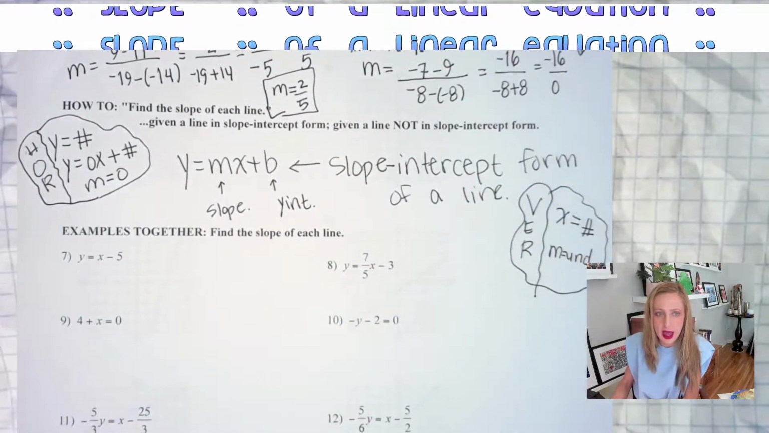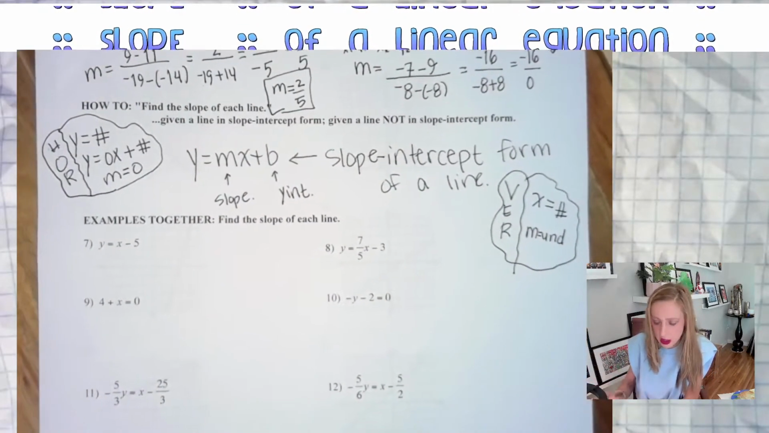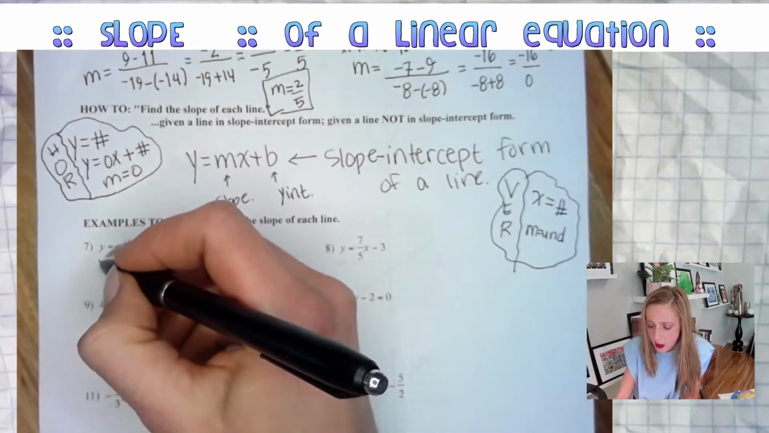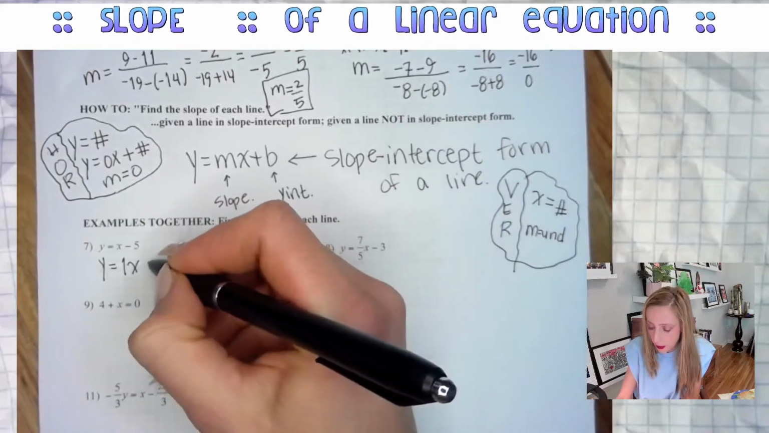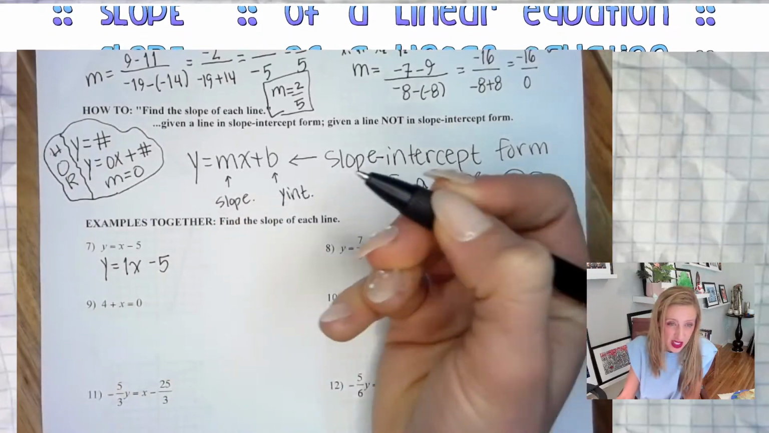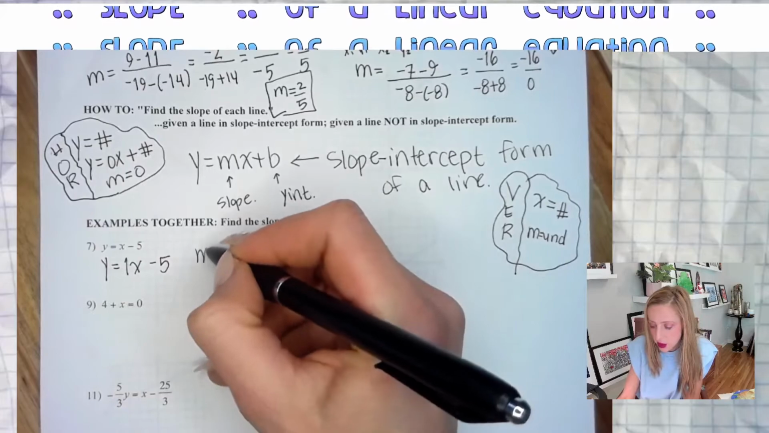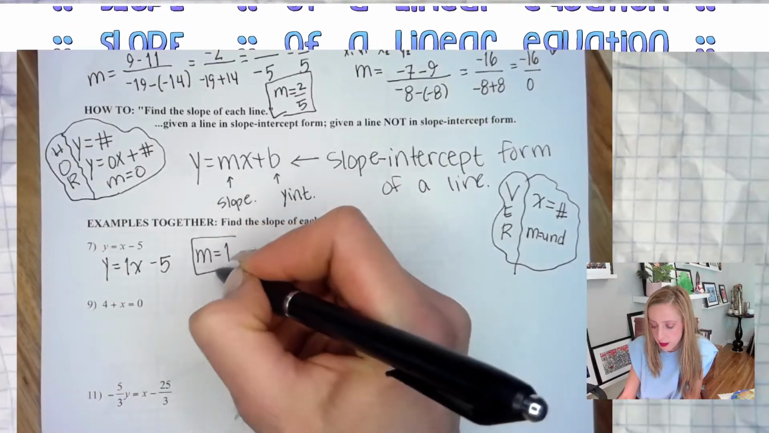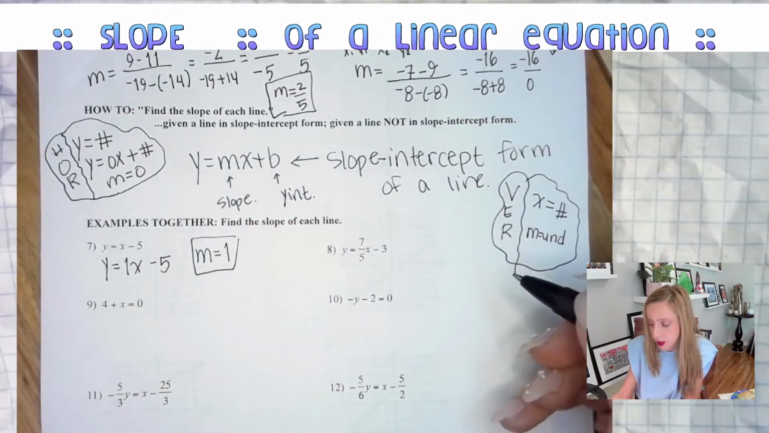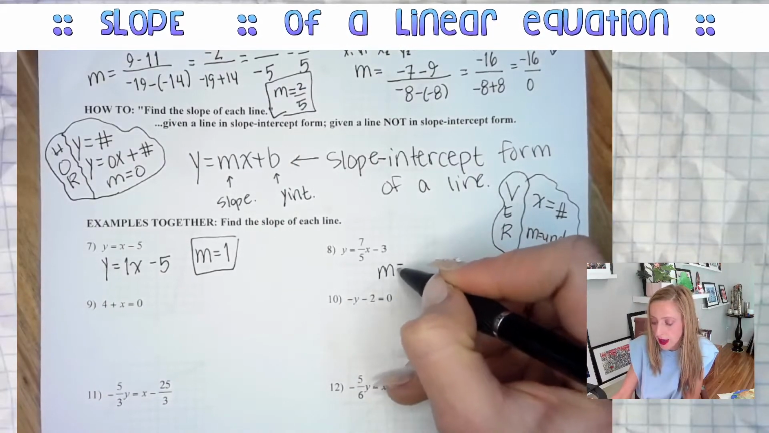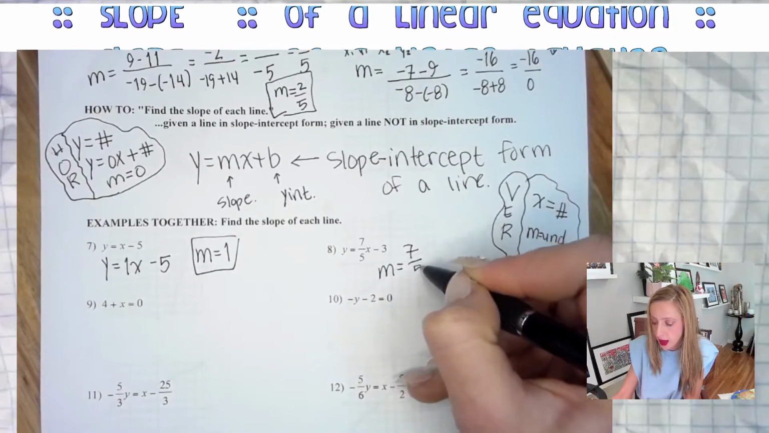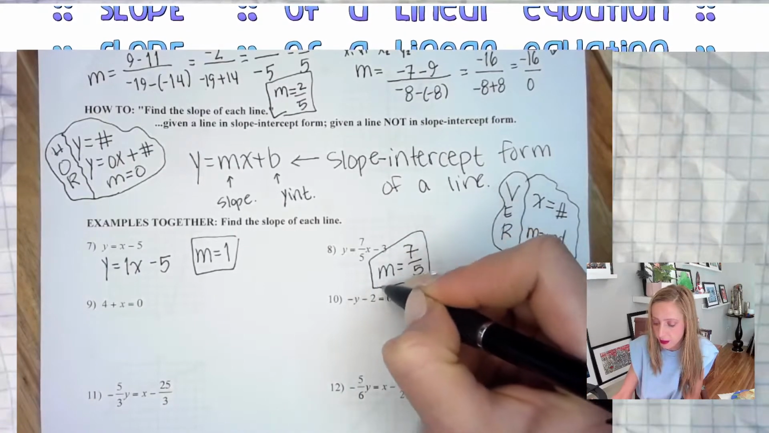All right, anyhow, now we're gonna continue with a few examples. You might wanna rewrite this with a 1 in front of that X to help you out because it doesn't look like there's anything there. That means the slope is equal to 1. It's already in Y equals MX plus B form. This one is also already in Y equals MX plus B form, so M is 7/5. Pretty easy.